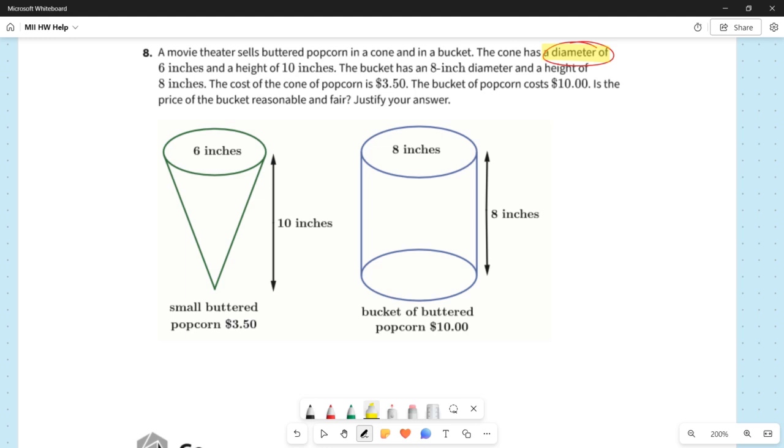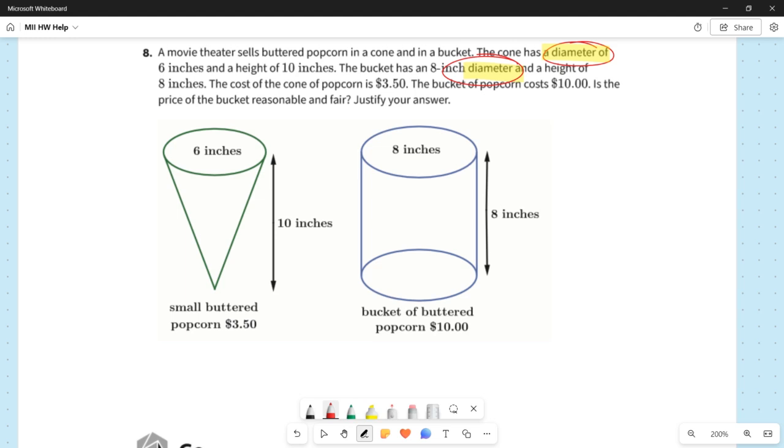So the diameter is 6, and the height of our cone is 10, as you can see in the picture on the left. The bucket has an 8-inch, once again, diameter. Be very careful. It has an 8-inch diameter and a height of 8 inches, as you can see on the right. The cost of the cone of popcorn is $3.50, whereas the bucket of popcorn costs $10. Is the price of the bucket reasonable and fair?